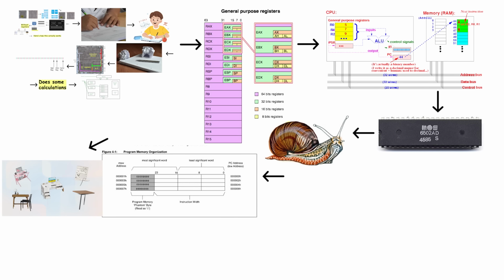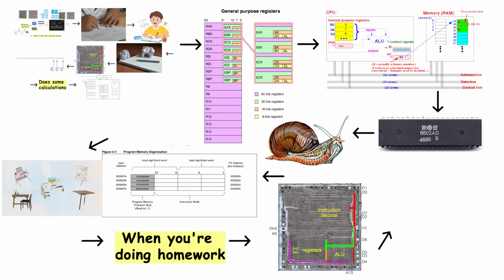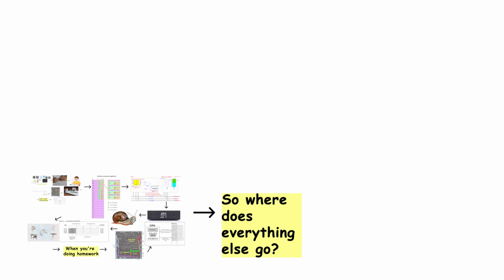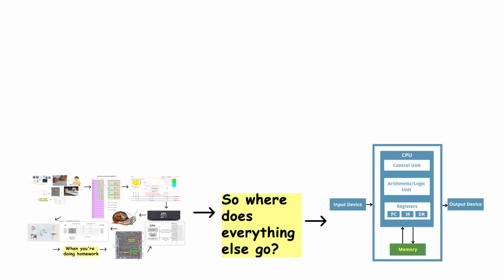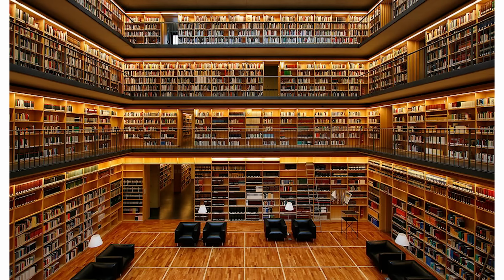It's like having a tiny desk versus a big desk when you're doing homework. But registers are incredibly small. They can only hold a few numbers at once. So where does everything else go? That's where memory comes in. Think of memory like a giant library of books.